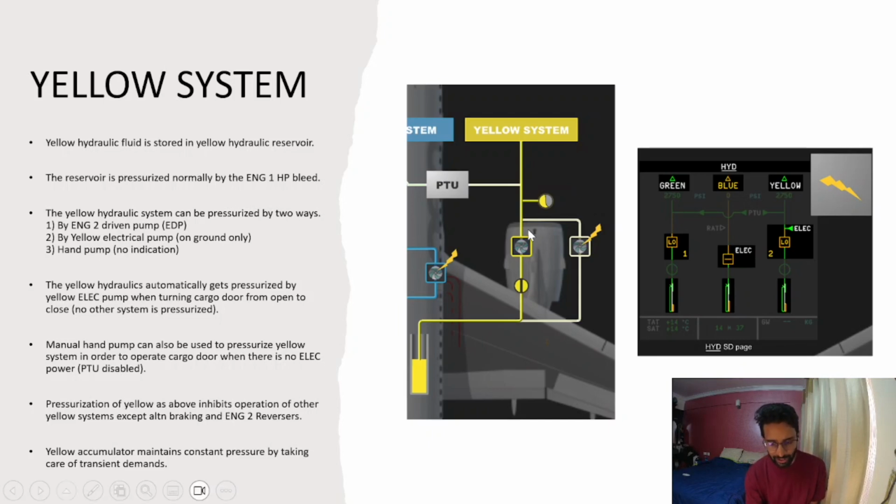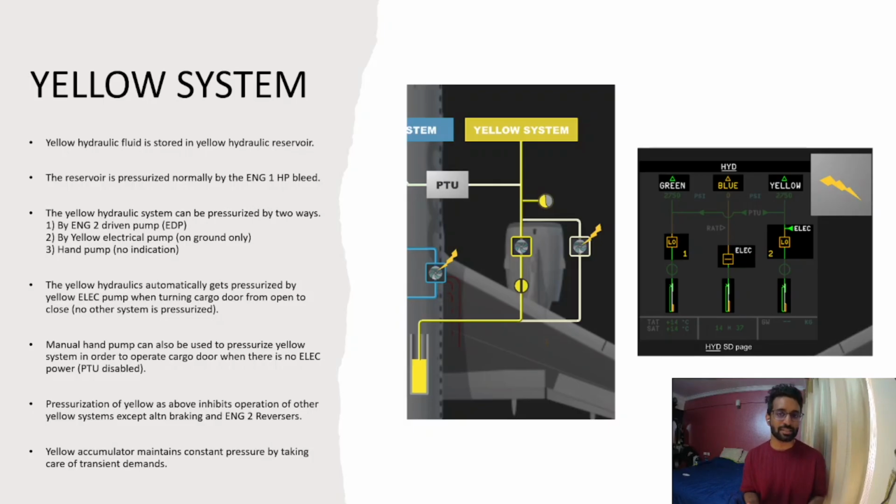What is extra that you see compared to the green system in the yellow system is that the yellow system has something that is on the right side here. You see, this is called an electric pump. This is an independent pump that is there to pressurize the yellow system in the case when the engine is switched off. So engine driven pump only works if the engine is running.